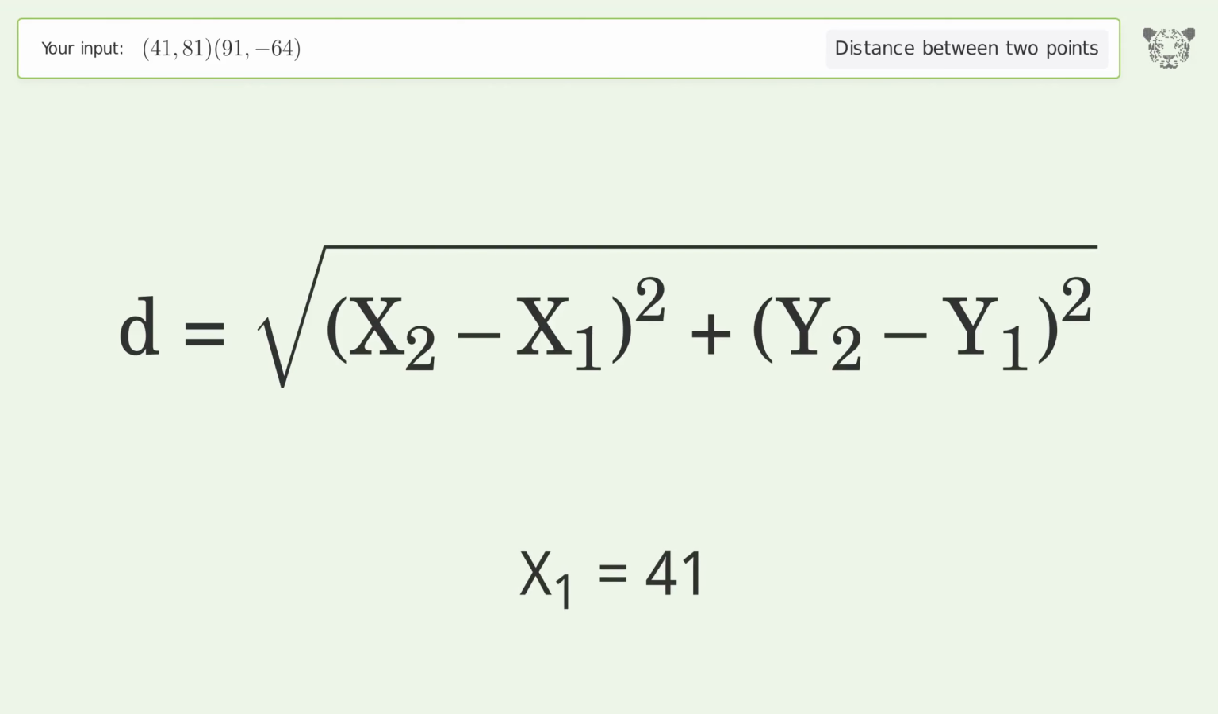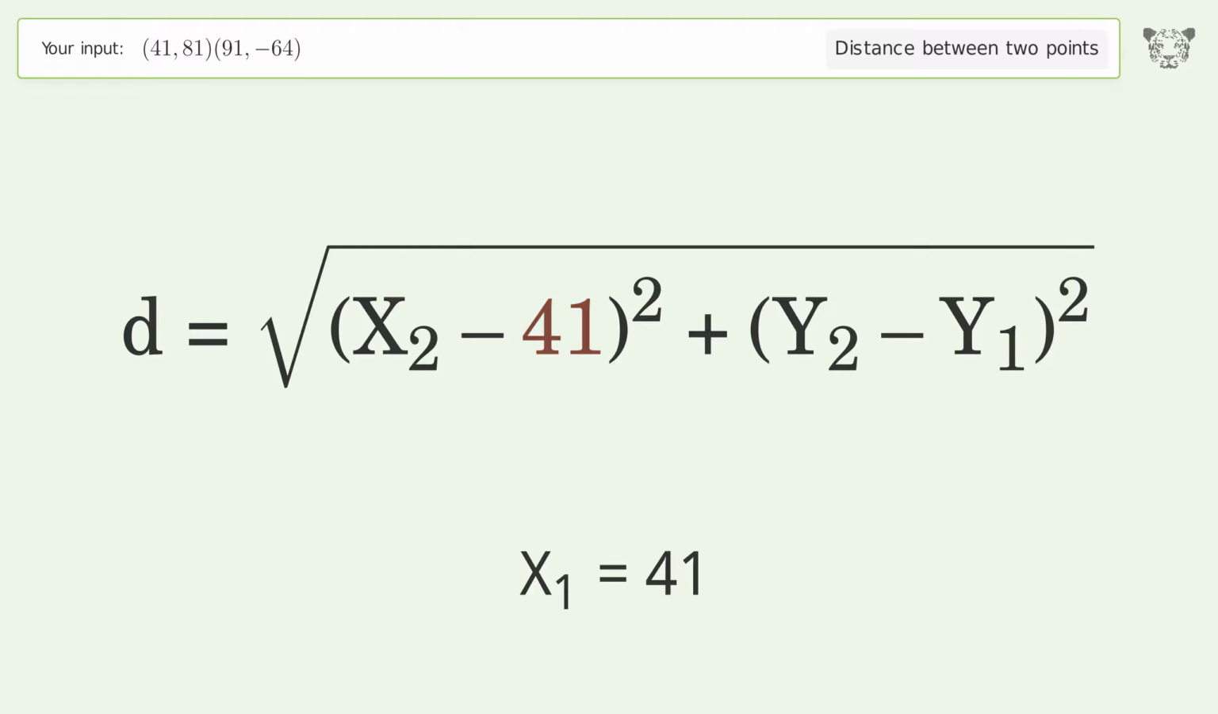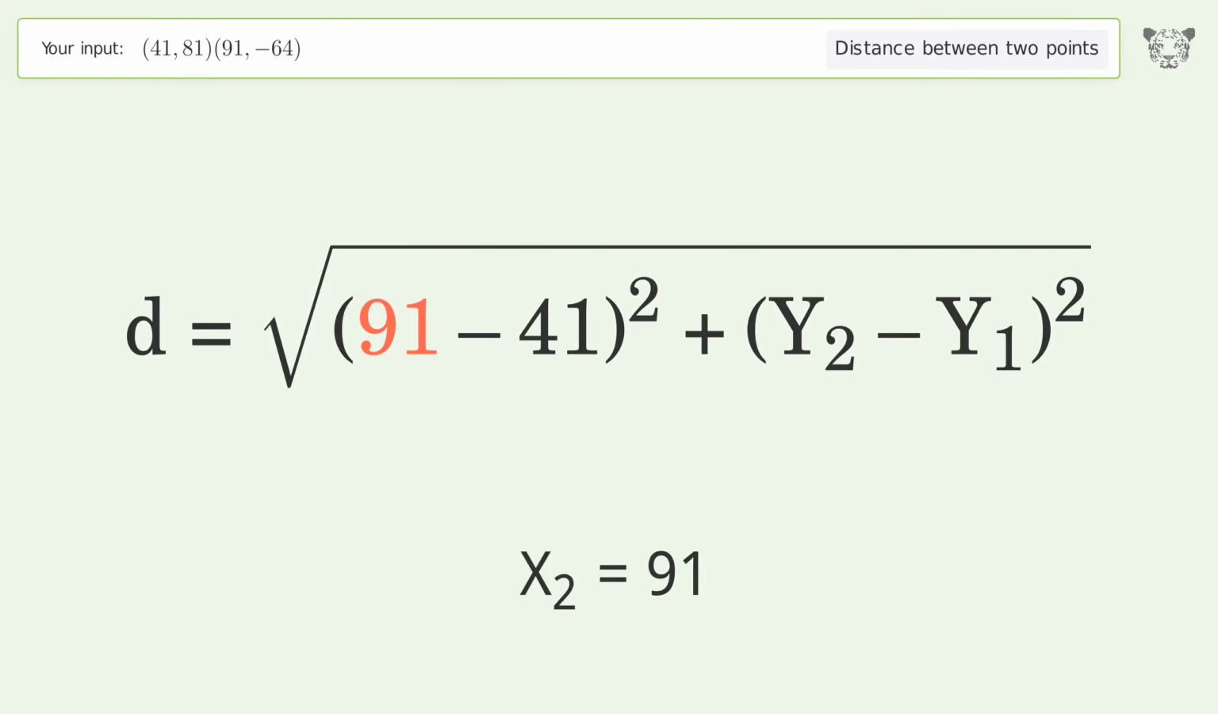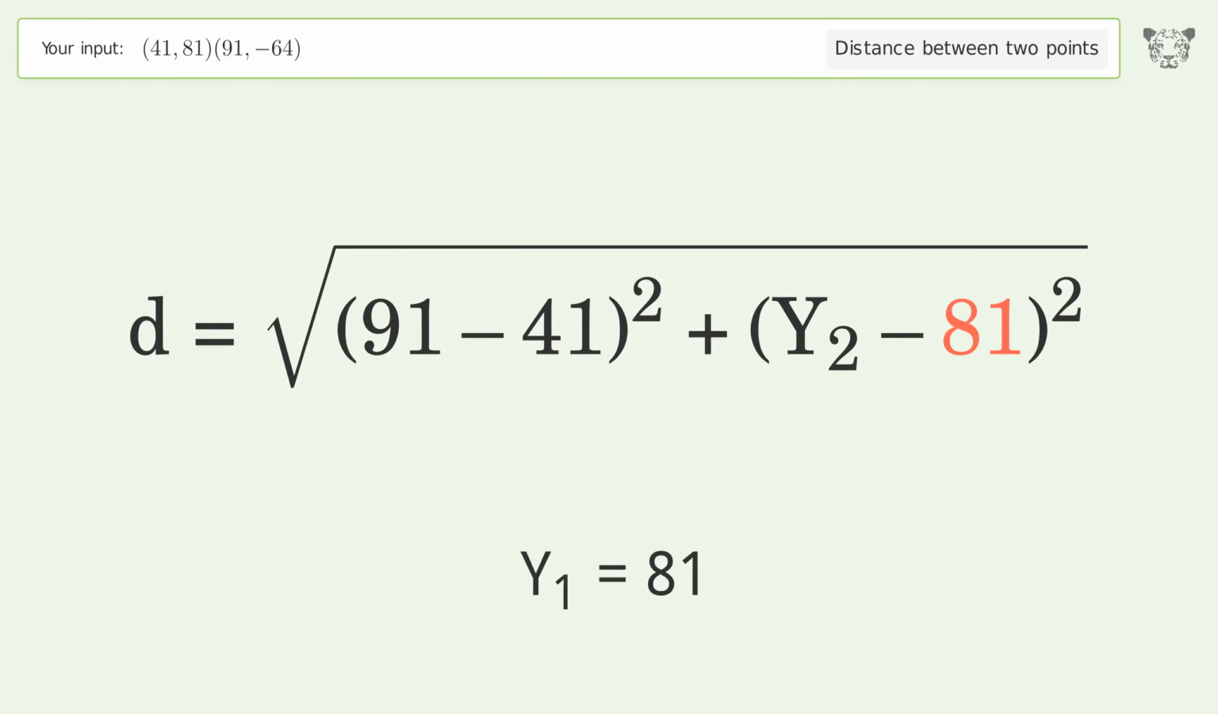x1 equals 41. x2 equals 91. y1 equals 81. y2 equals negative 64.